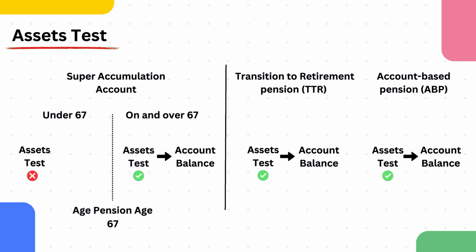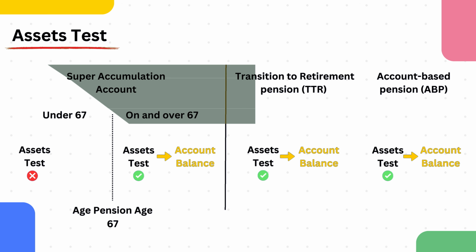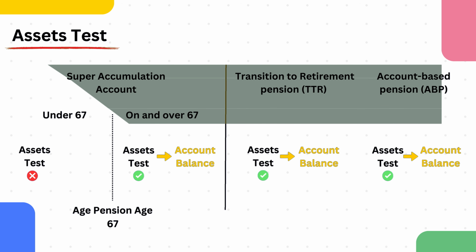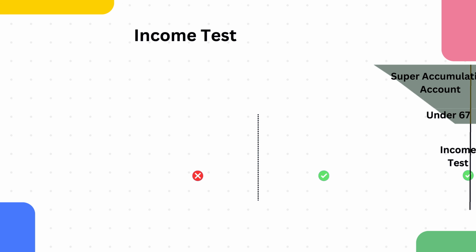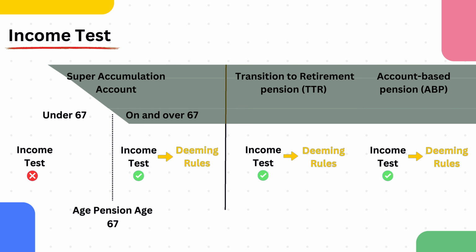Under the assets test, the account balance of a super accumulation account held by someone 67 or older, as well as balances in a TTR pension or account-based pension, are included in the total assessable assets. These accounts are treated as financial assets. Under the income test, Centrelink applies deeming rules. This means it assumes a fixed rate of income based on the total value of your financial assets, regardless of how much pension you withdraw or how much your investments actually earn.